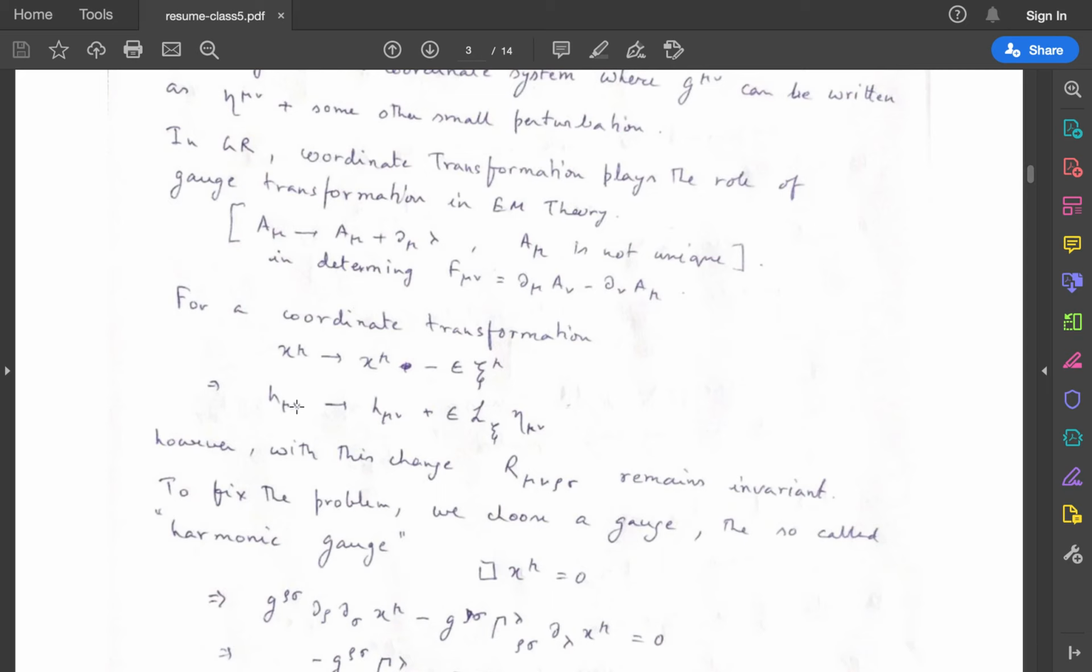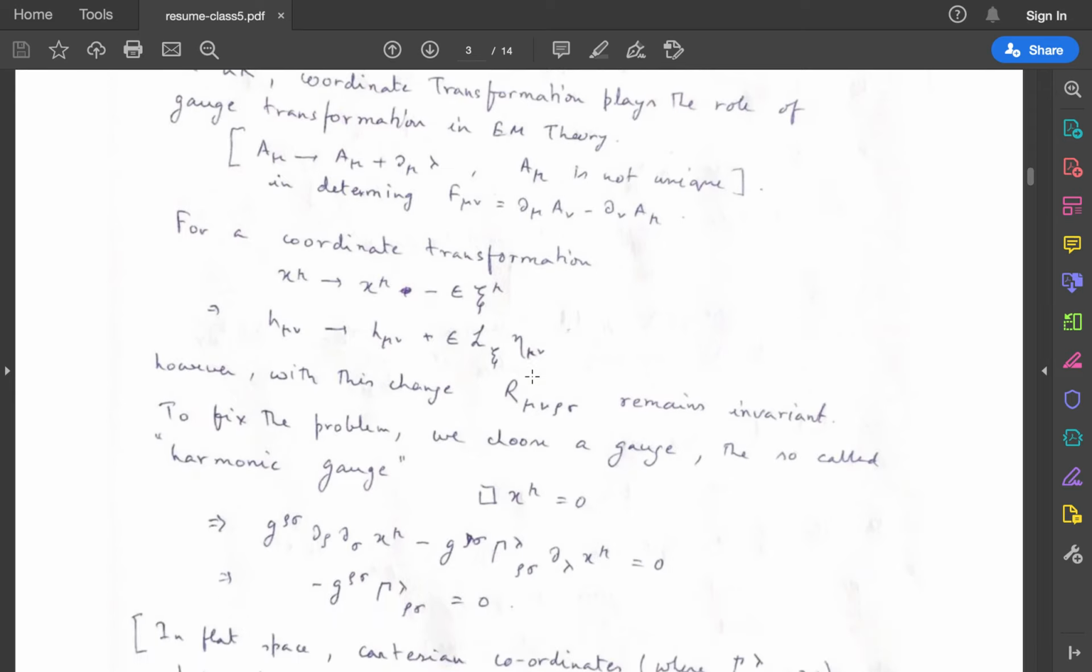However, you can check that this type of transformation will leave the Riemann tensor invariant. Even with this coordinate transformation, which will change h_μν, the Riemann tensor, the curvature in the spacetime, will remain invariant. It will not change. So this is the gauge transformation for the general theory of relativity.